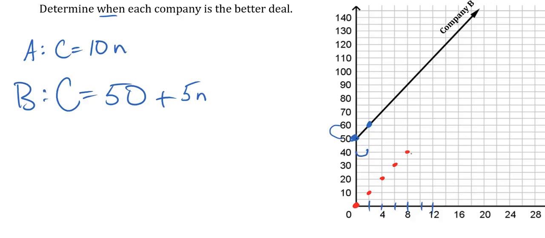It's every 2 months. So if it's $10 for 1 month, how much would it be for 2 months? 20. So I've got to make sure I'm going up by 20s. 20, 40, 60, 80, 100. There's where they meet. And then 120. Okay, and I'm going to connect these with a nice line because why not?